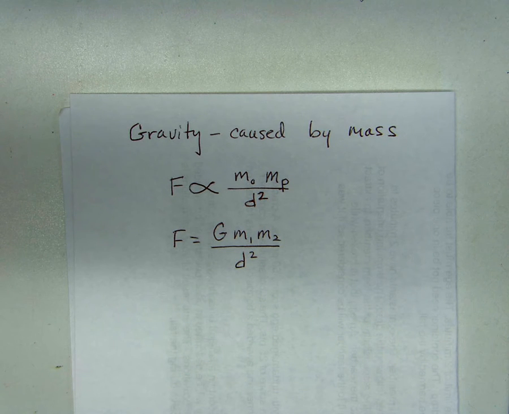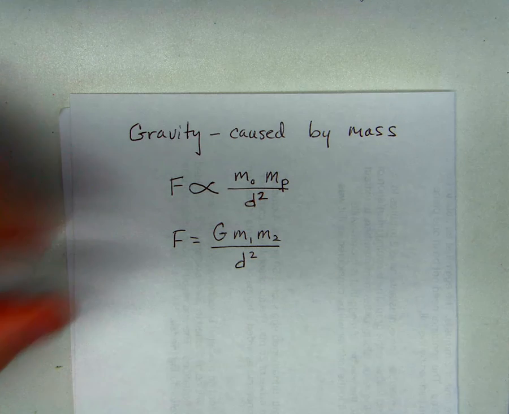D is distance. If we're talking about the Earth, we count it as the distance from the center of the Earth. So it's not going to be from the surface, but from the center of the Earth.